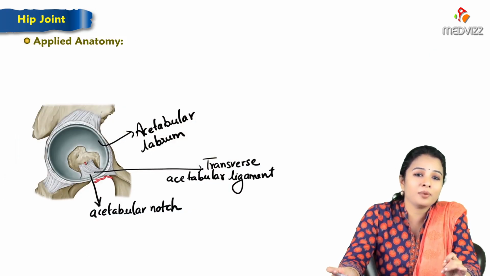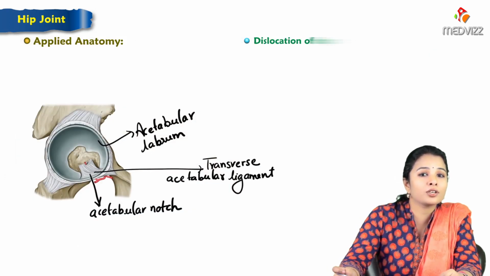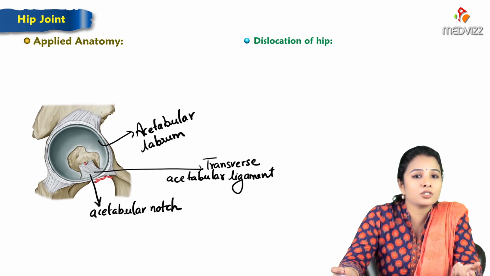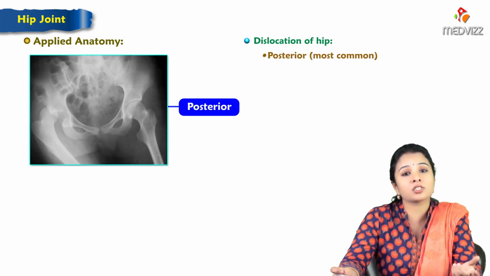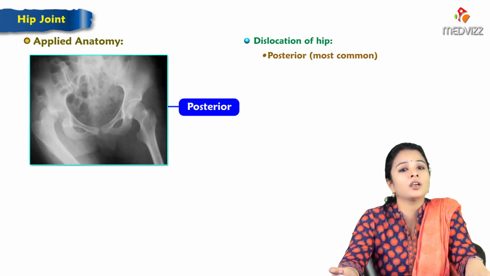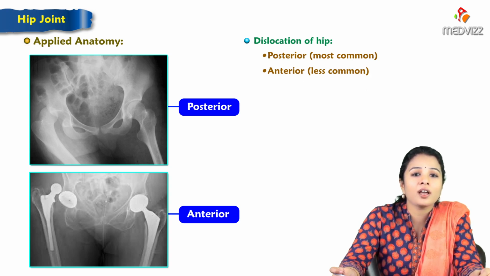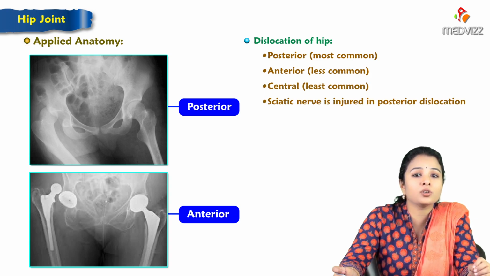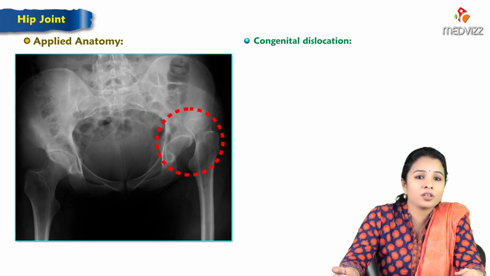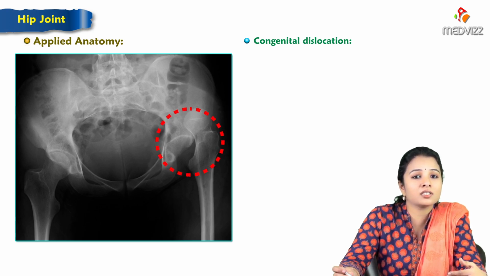Let's see the other applied aspects also. Dislocation of the hip. The dislocation may be posterior, which is the most common dislocation. Anterior is less common and central is least common. The sciatic nerve is injured in posterior dislocation of the hip. Congenital dislocation, CDH, that is congenital dislocation of the hip.